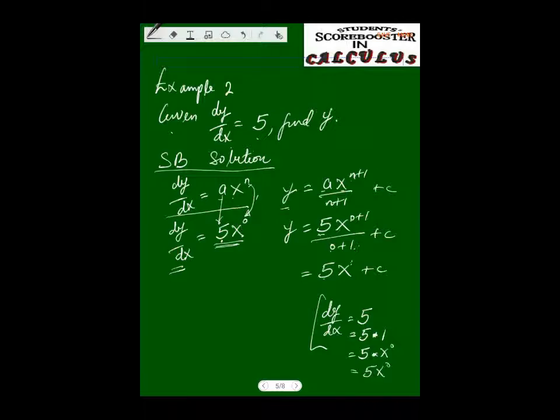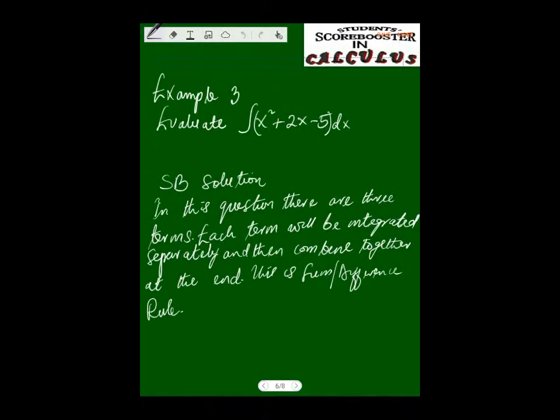I hope you get my explanation. So let me pick another example, example 3. In this example, I'm trying to bring together varieties of terms. In this case, we have 3 terms. So the question is, evaluate the integral of x squared plus 2x minus 5 dx.